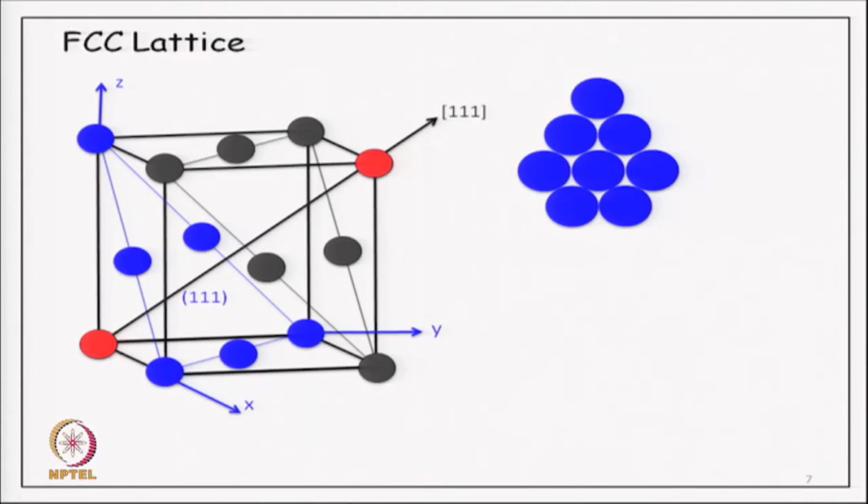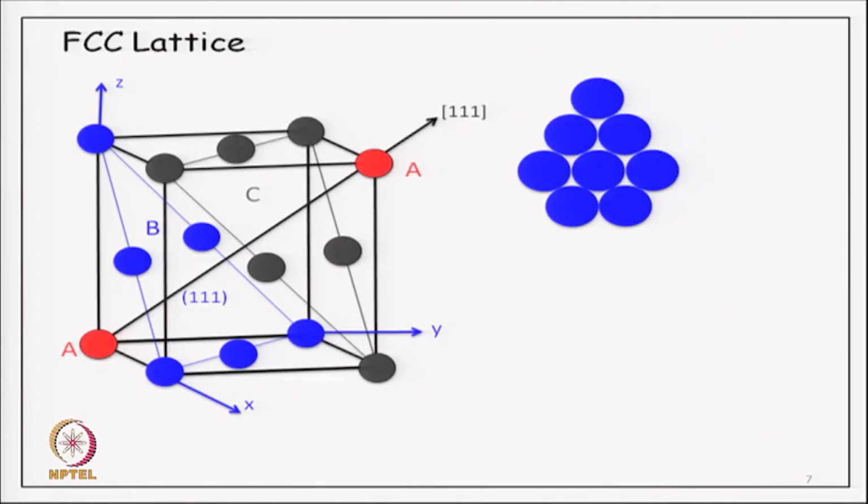And if you observe their stacking sequence, then if I call this red layer A, then the blue layer is B, the black layer is C, and then again on the body diagonal we have A. So, the stacking sequence of these close packed layers is exactly what we were looking for, ABC, ABC.